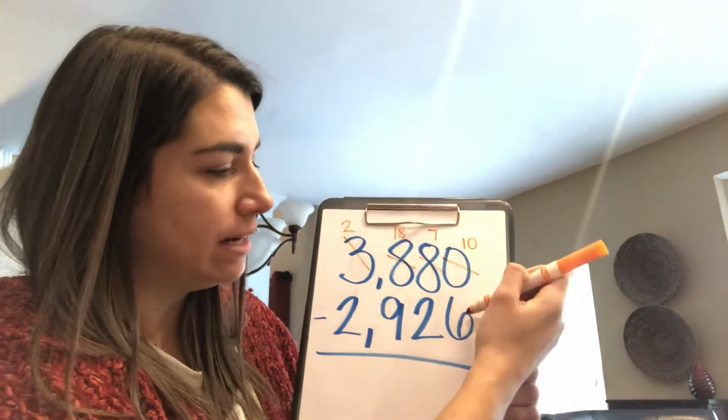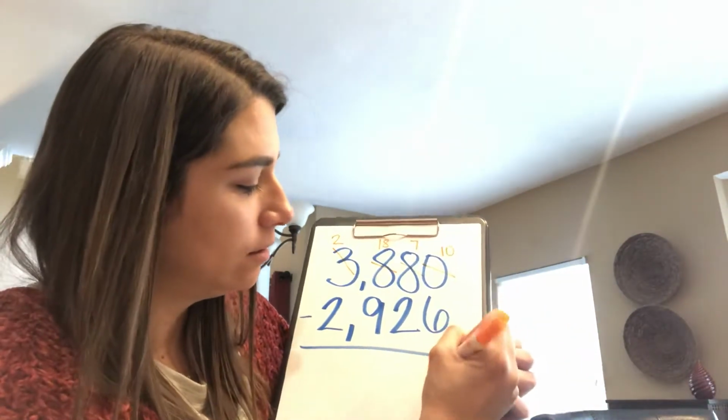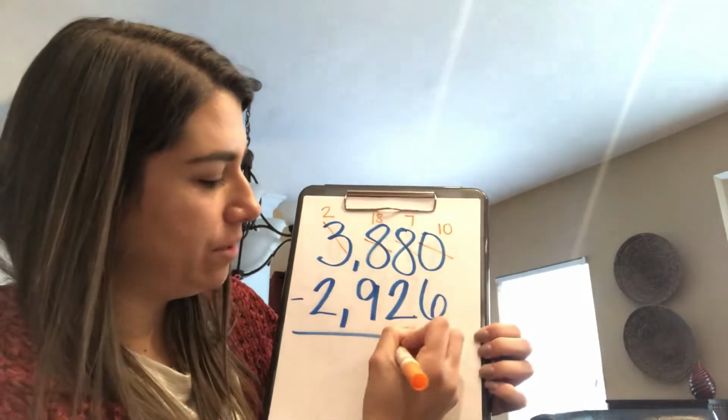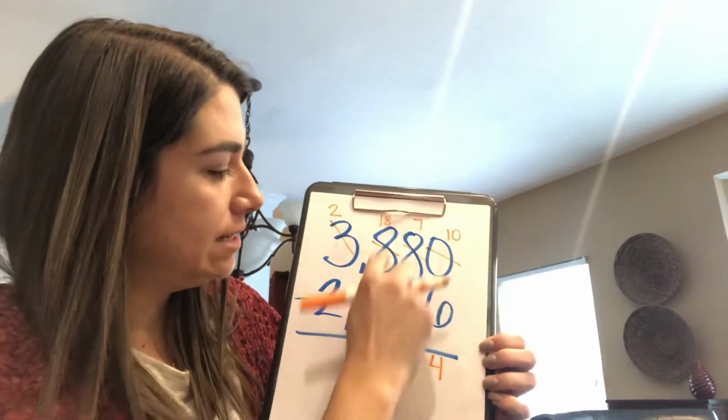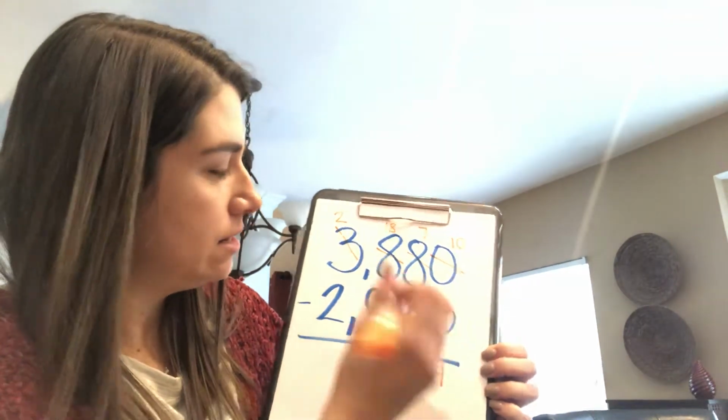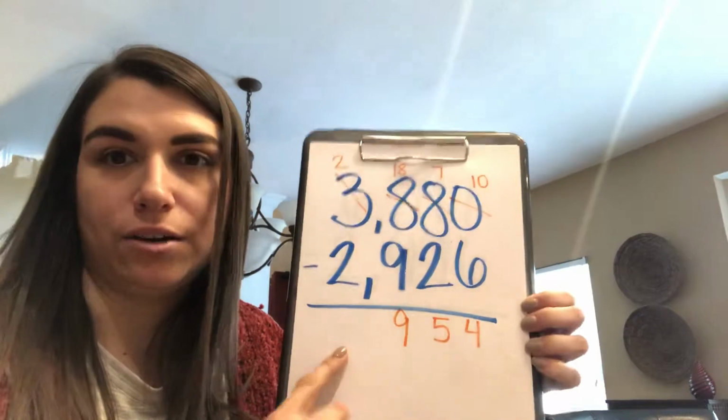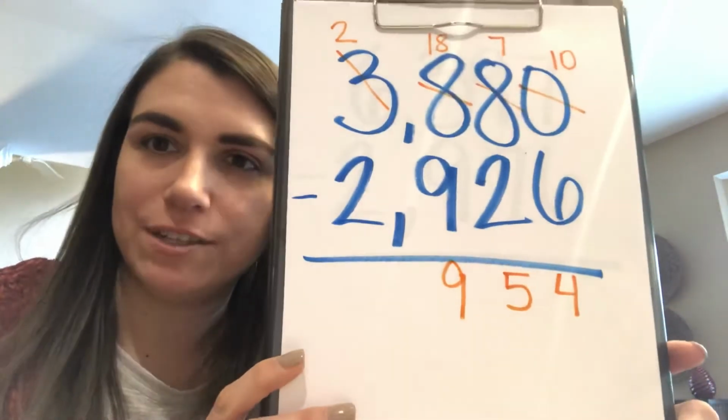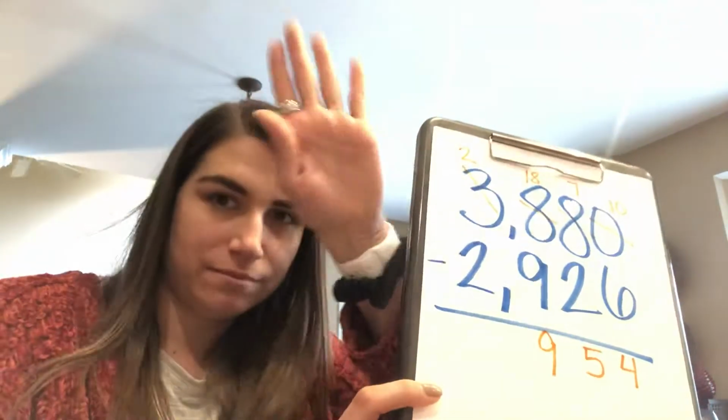So 10 minus 6 is 4, 7 minus 2 is 5, 18 minus 9 is 9, and 2 minus 2 is 0. So I can leave it like that, 954. All right, so if you got that one right, virtual high five. Here is the next one.